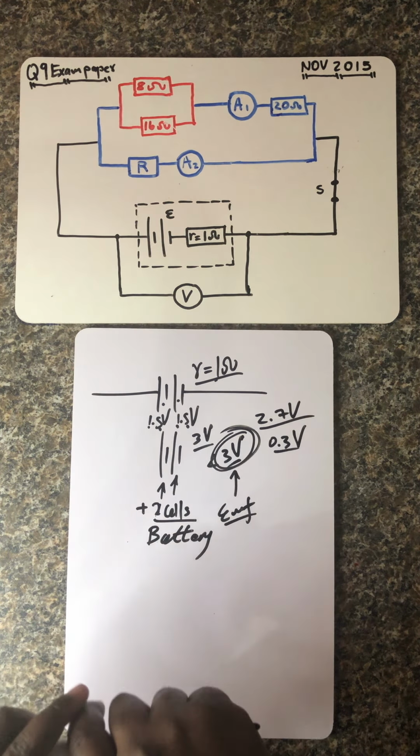Let me just draw this part and do that. I just want to show you how it looks when it's being converted. What else have we got? Okay, we've got R, and then we've got A2 there, and it goes like that. I just want us to concentrate on that portion there.